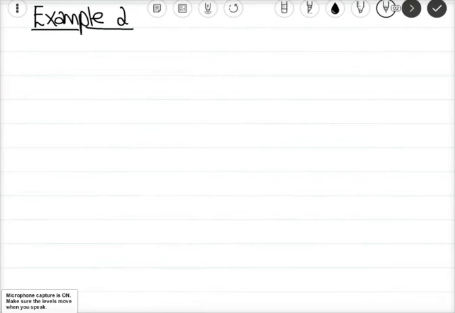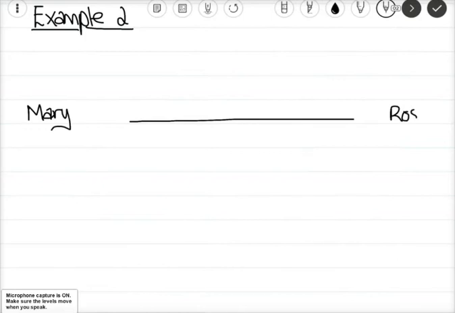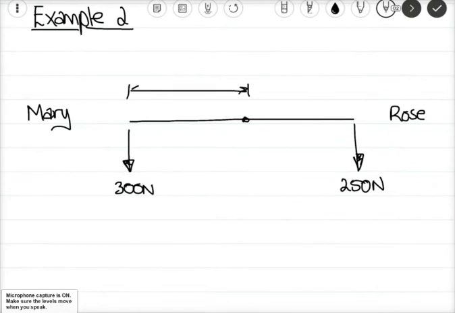So in this example we have two girls playing on a seesaw. Before I start anything, I usually like to have a diagram. And I'm going to assume that the seesaw is horizontal because it makes our maths easier. Okay, so on our left we have Mary, and on our right we have Rose. The question says that Mary has a weight of 300 newtons and Rose has a weight of 250 newtons. And we're told that each girl sits 1.5 meters away from the axis of rotation, or fulcrum in this case.